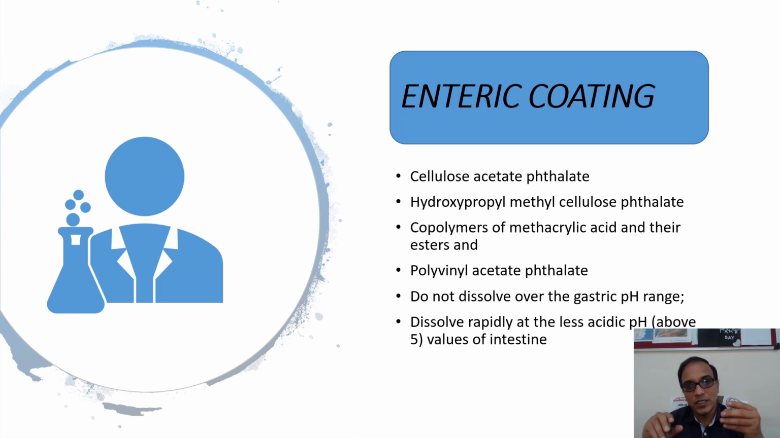Gastric pH will be 1 to 2. So when the dosage form moves to the intestine, only there will it get dissolved. So what is the advantage? The gastric irritation caused by the release of the aspirin into the gastric region will be avoided in this case.